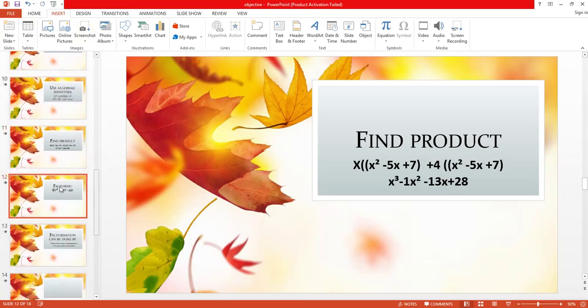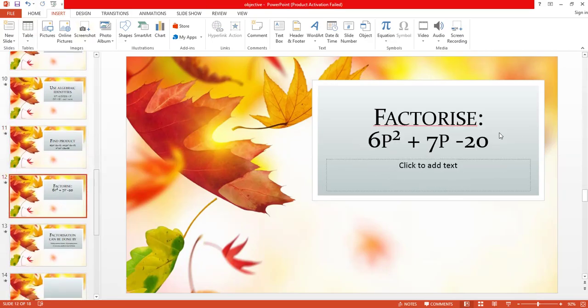Now we come to the next question. That is, we have to factorize 6p square plus 7p minus 20. Again, we have to make the factors of 120. So 15p minus 8p, and then we have to solve, and we will get the solution. Okay, I have to do it for you.